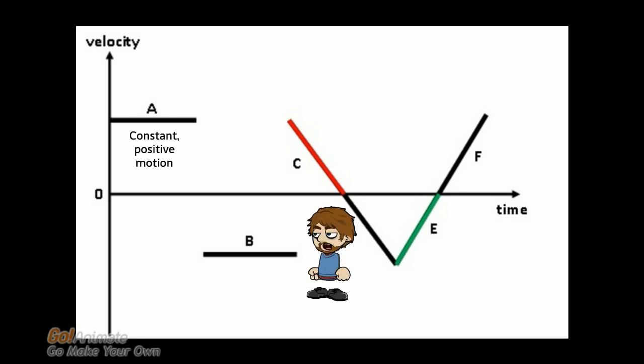Now, let's look at section B. Here we have constant, negative, velocity. What does this tell you about the motion? Negative velocity means the object is moving backwards and constant velocity means there is no acceleration.